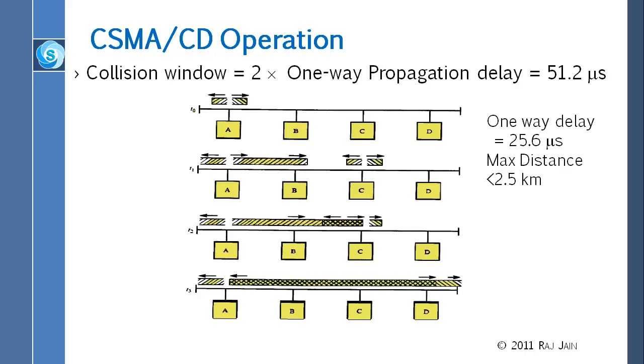First of all, the maximum distance was selected first, which was 2.5 kilometer. If you do 2.5 kilometers, then you will see that the one-way delay is 25.6 microsecond. And so the round-trip delay is 51 microsecond. And the collision window is that's why 51 microsecond. The smallest packet size is 51 microsecond, and so on and so forth, because of all that. They are all related.